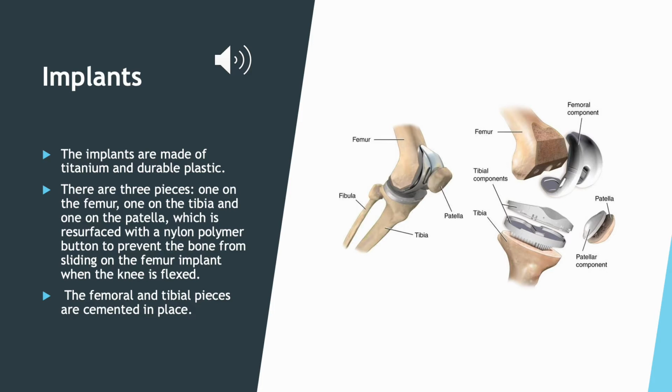So let's talk about the actual replacing of the knee. The knee itself is replaced with the implant. The implants are made of titanium and durable plastic. There are 3 pieces to this implant. One is on the femur, the other on the tibia, and lastly one on the patella, which is resurfaced with a nylon polymer button to prevent the bone from sliding on the femur implant when the knee is flexed. The femoral and tibial pieces are then cemented in place. As you can see in the diagram, it looks just as smooth as a joint, but you just have metal inserted into the bones.